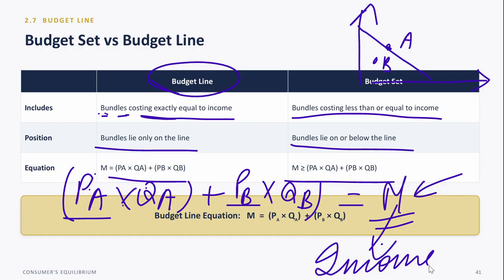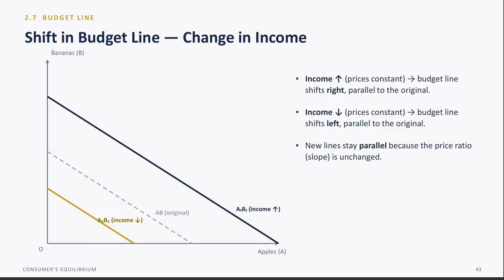Fine. In the budget set, it is going to be greater than or equal to. So this is the equation of the budget line and the budget set. I just wanted to show you how the budget line looks. It slopes downwards, it is a straight line, and it is sloping downwards, right?